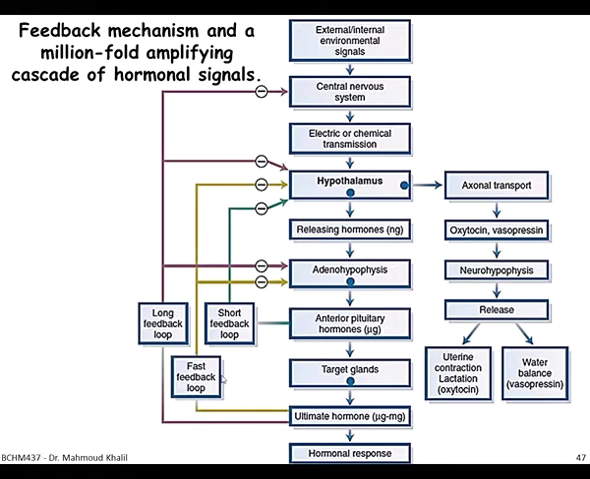There is a much faster feedback loop. This faster feedback loop will shut down the adenohypophysis and the hypothalamus at the same time to ensure that the hormone secretion is terminated.